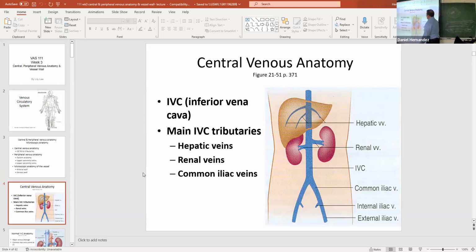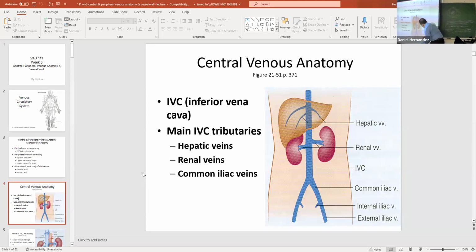So central venous anatomy. We have the inferior vena cava. It originates distally by the coming together of the common iliac veins. The inferior vena cava then courses superiorly up towards the heart. But we do have some major tributaries, some major vessels that drain into the inferior vena cava that you have to be familiar with. It begins by the coming together of the common iliac veins. If you take it a little more inferiorly, you have the external iliac vein and internal iliac vein. Those two come together and form the common iliac vein. So you have a right common iliac vein and a left common iliac vein.